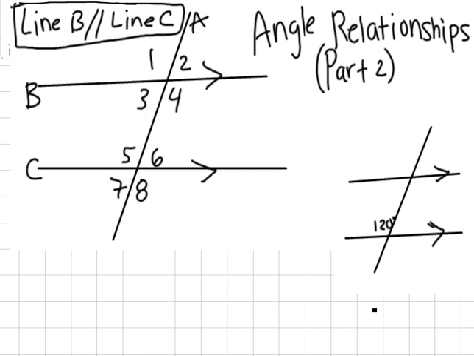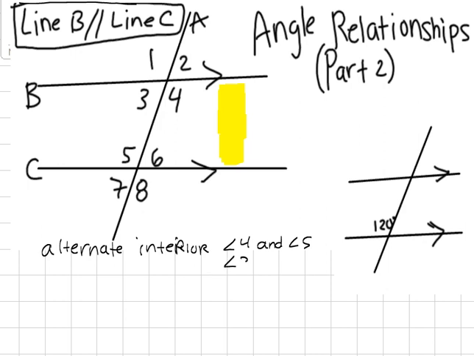So my first angle relationship that I'm going to talk about is called alternate interior angles. It's called alternate interior because we're working inside the parallel lines. So when it's inside, we're talking about the interior. Alternate means that it's on alternate sides of the transversal. So angle 4 and angle 5 would be alternate interior, as well as angle 3 and angle 6.